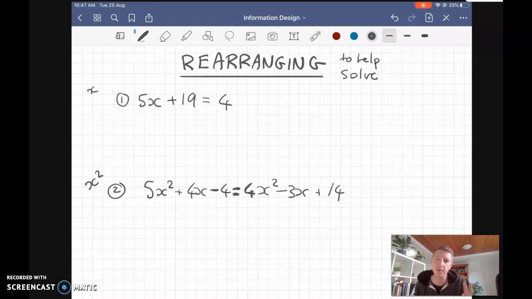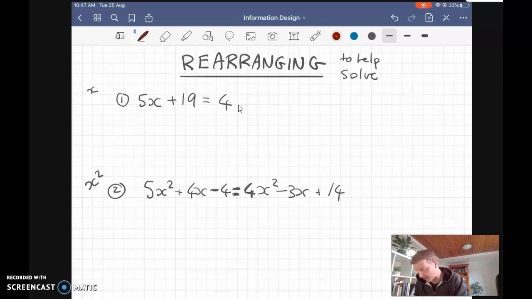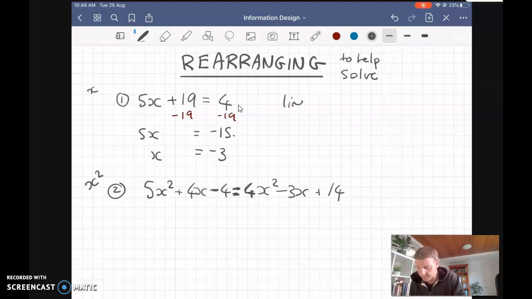There are two ways. The first is, if we have an x by itself, so there's no x squared, like this one here, we want to get the x on one side and the numbers on the other side first. In this case, I would take away 19 from both sides, and I get 5x equals negative 15. Then I can divide both sides by 5 and I get x equals negative 3. So that's a very simple solution of a linear equation. A linear equation is when there's no x squared, it's just an x by itself.